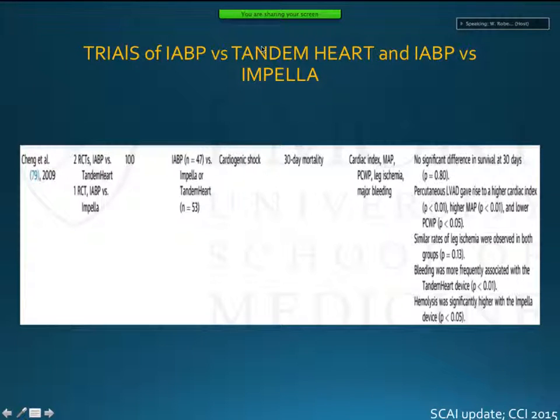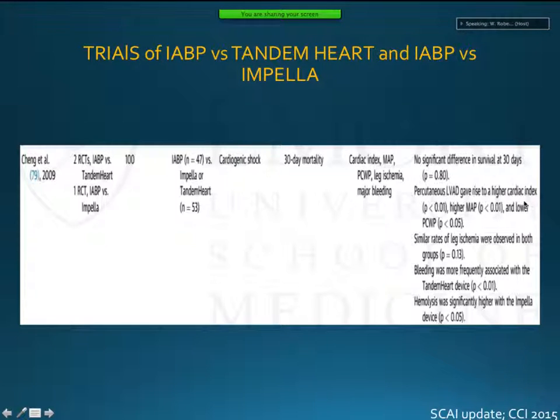There are trials of balloon pump and TandemHeart, and balloon pump with Impella. So the number of patients is sort of small with the balloon pump versus TandemHeart in cardiogenic shock and 30-day mortality, or balloon pump versus Impella. Generally, there have been no significant differences in survival at 30 days.